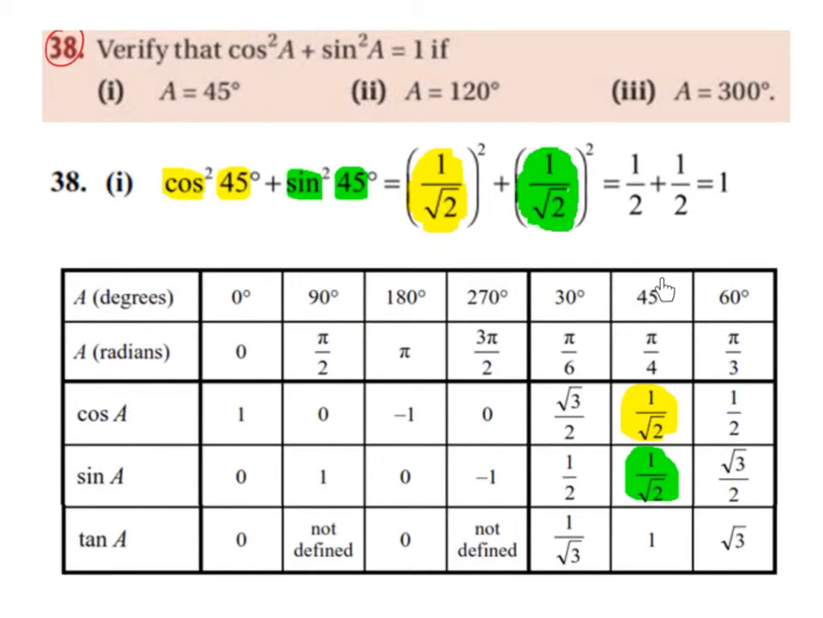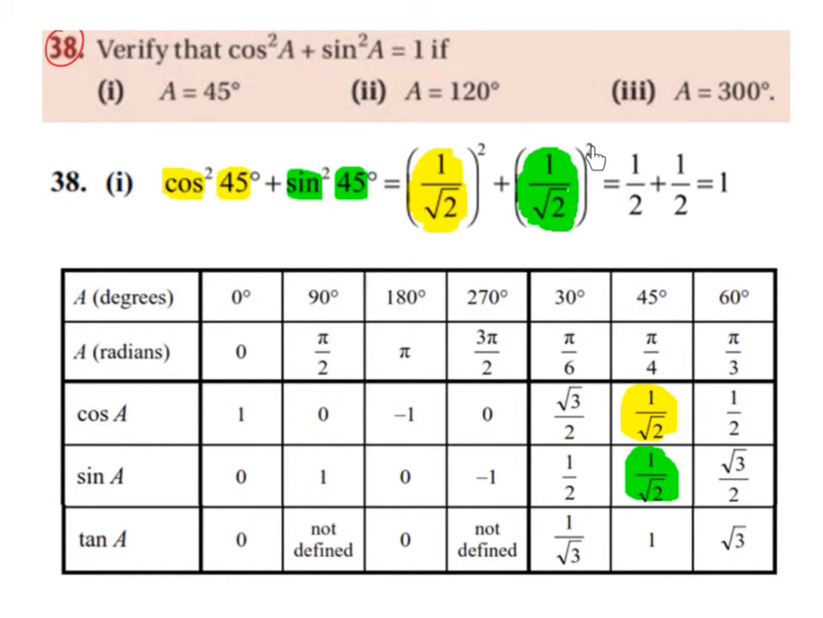So if cos of 45 degrees is 1 over root 2, then cos squared 45 degrees is 1 over root 2 squared. Next we go to sine of 45 degrees. We go to sine, we go across, we go to 45 degrees, we go down, we get 1 over root 2. So if sine of 45 degrees is 1 over root 2, then sine squared of 45 degrees is 1 over root 2 squared.